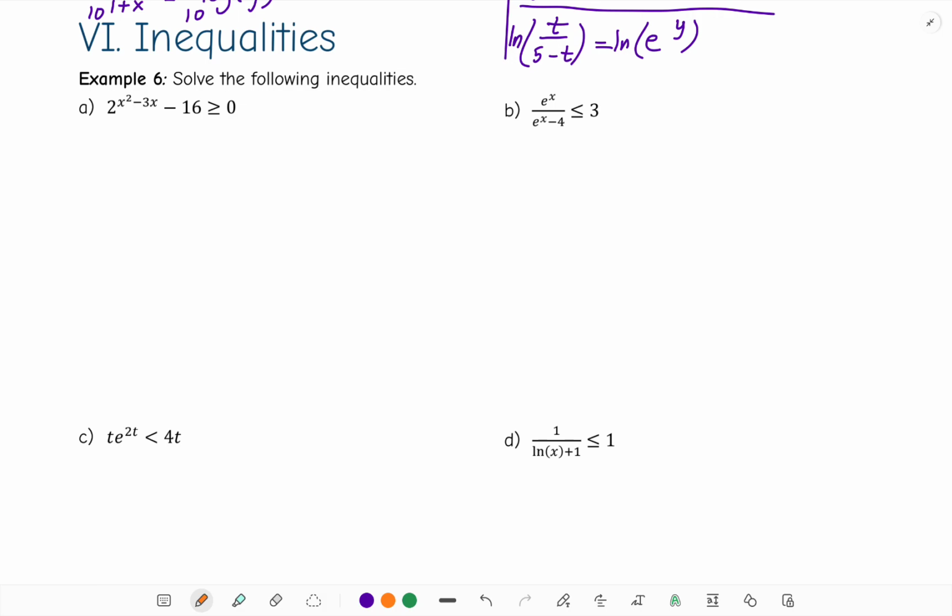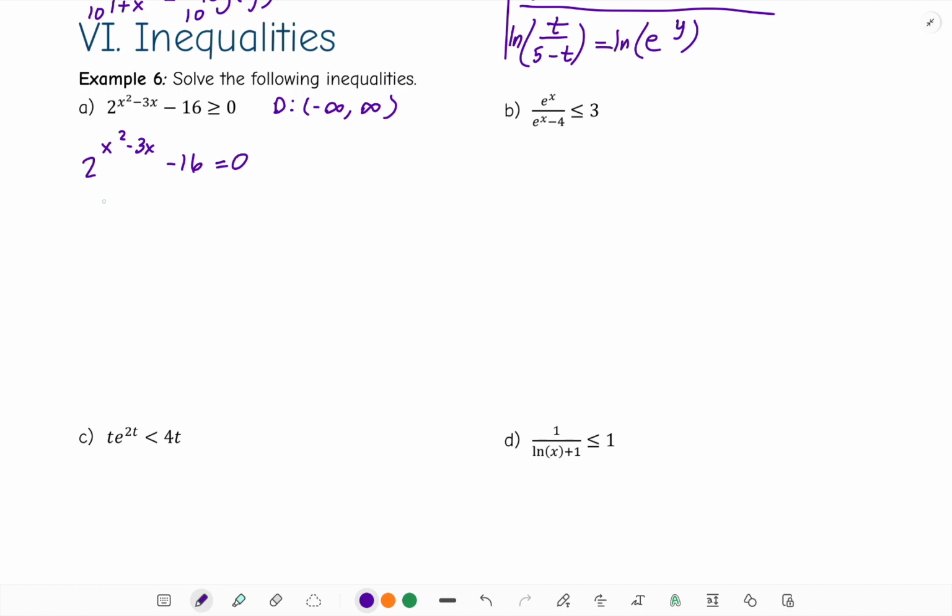So let's solve these inequalities. For part A, it already has 0. Now I need to figure out where this is undefined. Well, if you remember, the domain of an exponential is negative infinity to infinity. So there are no undefined parts here. Then we just have to worry about where this equals 0.